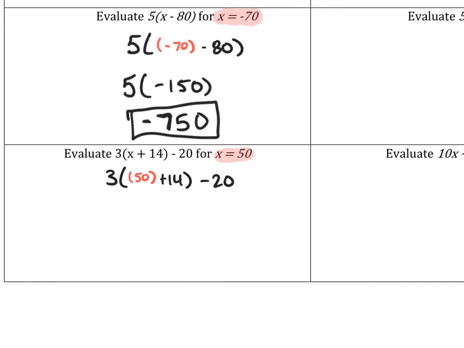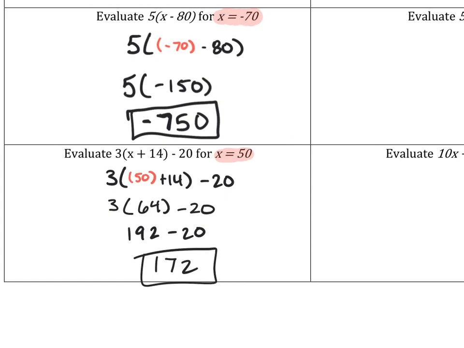Following PEMDAS is a big deal. First thing you do is simplify your parentheses. So that's going to be 3 times 50 plus 14 becomes 64, minus 20. Now, following PEMDAS again, you have to do multiplication before you do your subtraction or addition. So 3 times 64 becomes 192. And then you bring down your minus 20. 192 minus 20 becomes 172. And that is your final answer.